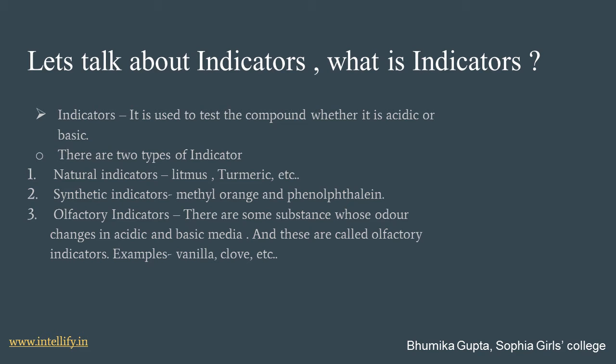Now, synthetic indicators are those indicators which are made by humans. For example, methyl orange or phenolphthalein. Now we will discuss another type of indicator, that is olfactory indicators. What are olfactory indicators? There are some substances present in a lab whose odor changes in acidic and basic media, and these substances are called olfactory indicators. For example, vanilla and clove, etc.